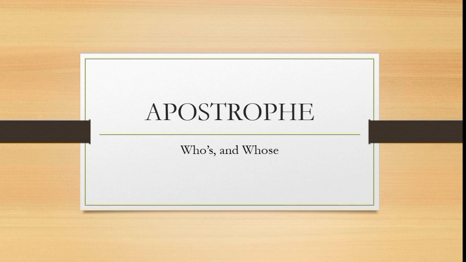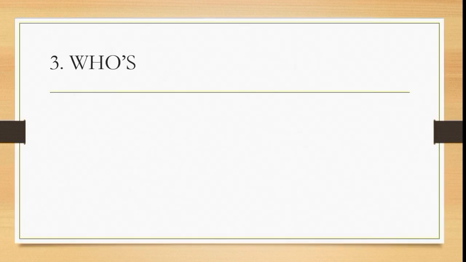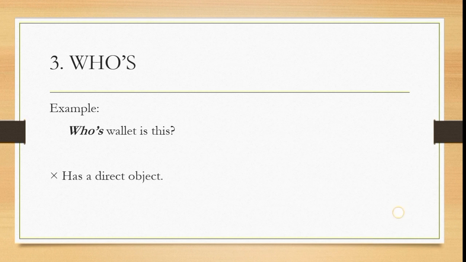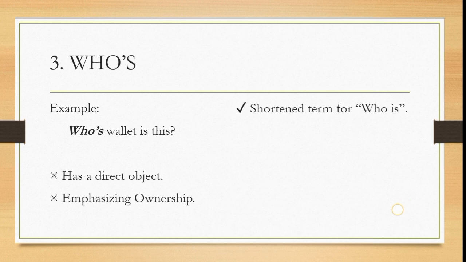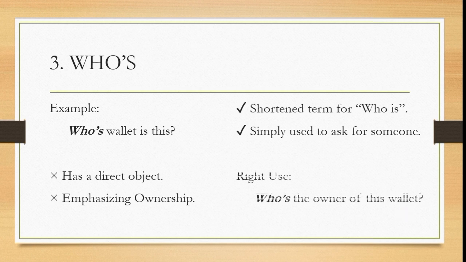Next is the difference between apostrophes who's and whose. Whose, example, "Who's wallet is this?" And it is a mistake because it has a direct object, and it is emphasizing ownership when it should be a shortened term for the words who is, and is simply used to ask for someone or a person. The right use, who's the owner of this wallet?